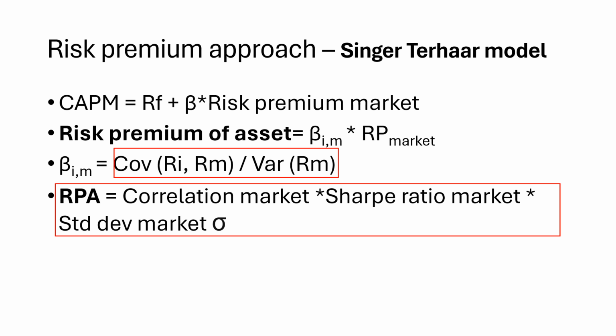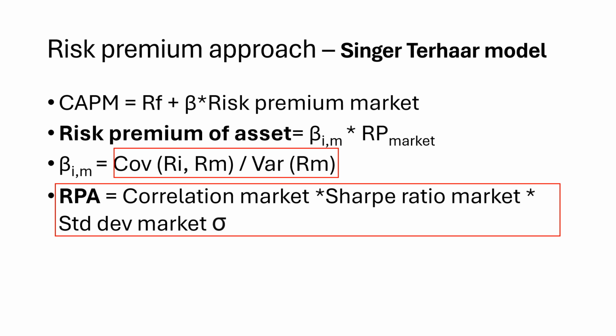So I'm not going to go into detail on this. I'm just going to do the calculation for the RPA, the risk premium of the asset. We calculate it as the correlation with the market, the Sharpe ratio of the market, and the standard deviation of the market. All these three terms you multiply.